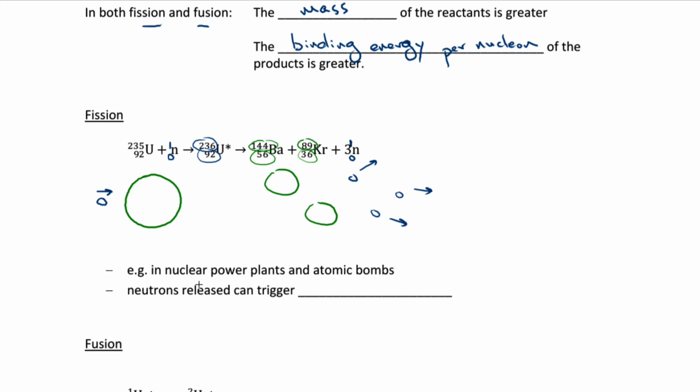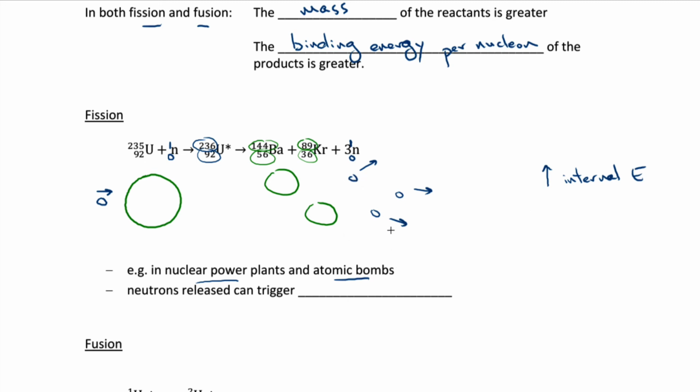As mentioned, this is what's going on in nuclear power plants in a controlled fashion, and in an uncontrolled fashion in atomic bombs, where that energy is all released at once. That energy, again, is being released as the kinetic energy of the fission fragments, and that kinetic energy increases the internal energy of the surrounding parts of the power plant. For example, it heats water, that water is turned into steam, and that turns a turbine. So that's a broad overview of how a nuclear reactor works.